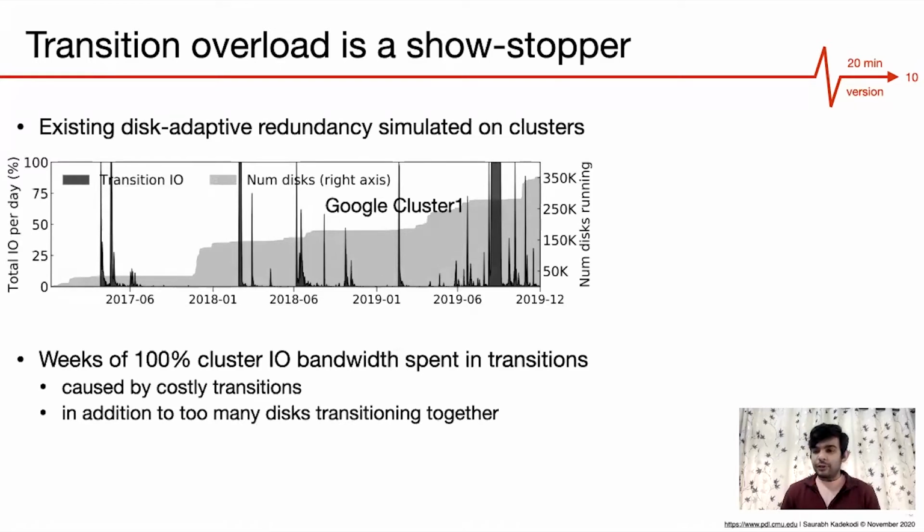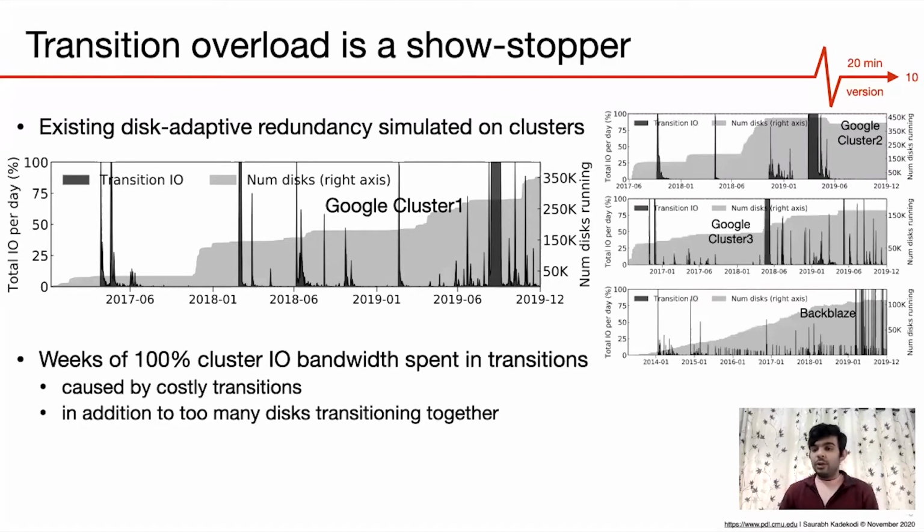Now, this bad level of transition overload was not just an artifact of this one cluster that we evaluated, which was a Google cluster. We also evaluated 3 other clusters, 2 of which belong to Google, and one of them to Backblaze, the backup service. And in all clusters, we see that transition overload is predominant and essentially renders disk adaptive redundancy useless as it stands today.